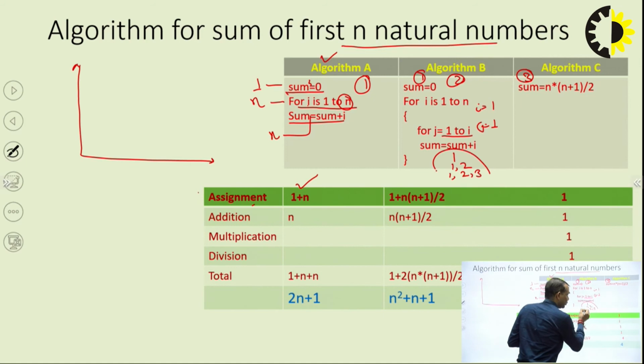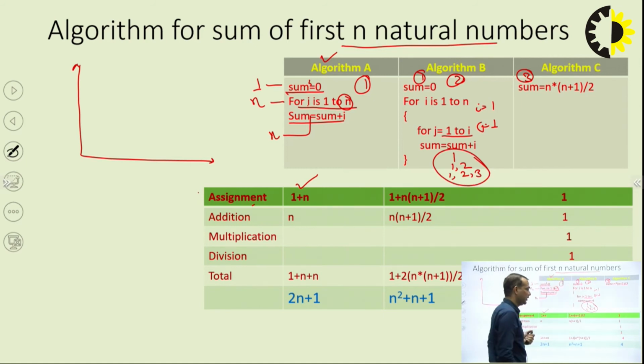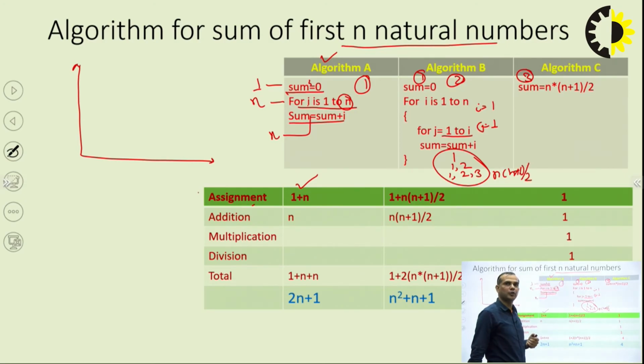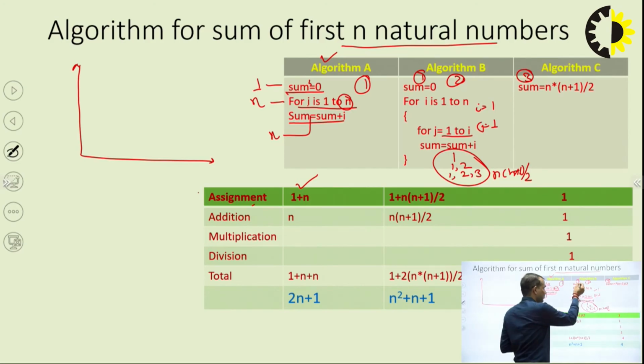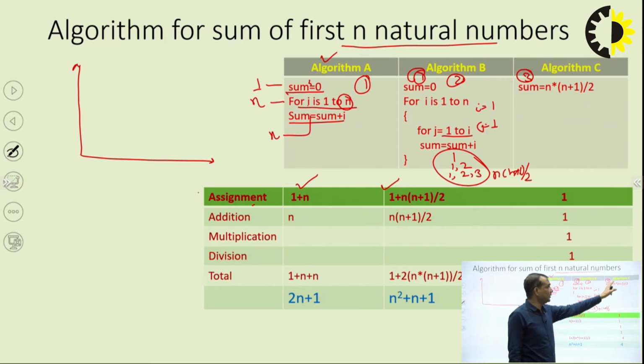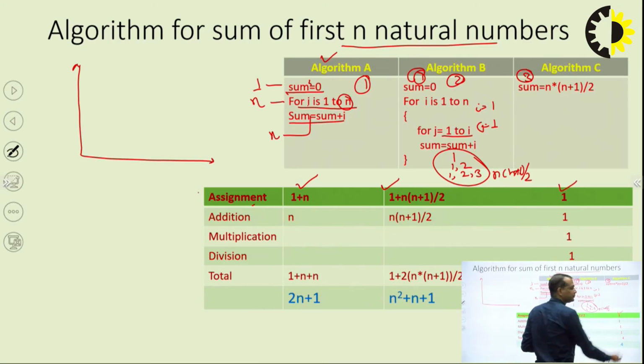So when we sum these numbers, it becomes n into n plus 1 by 2. And what is the 1? So the assignments used here are 1 plus n into n plus 1 by 2. Done. In the same way, in algorithm C, the number of assignments is 1.